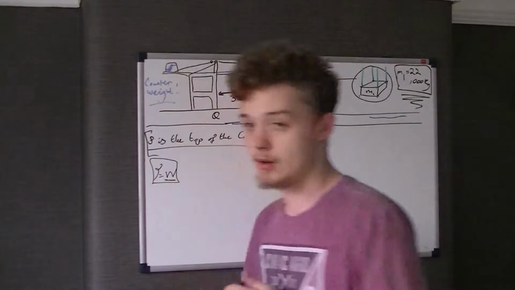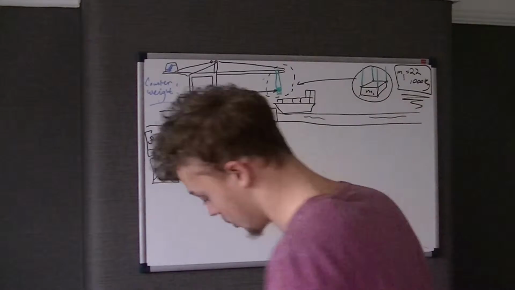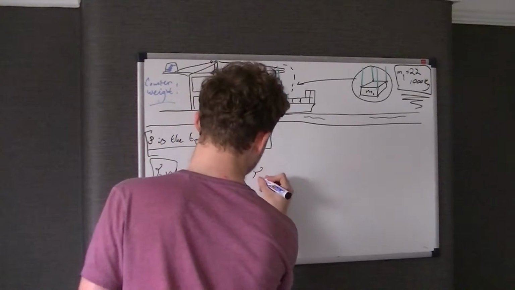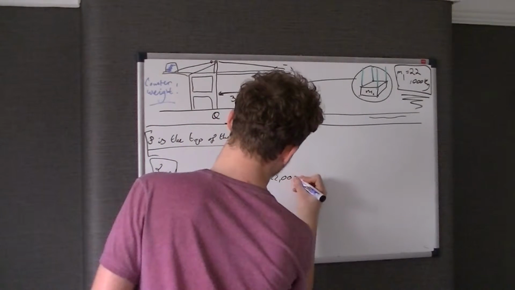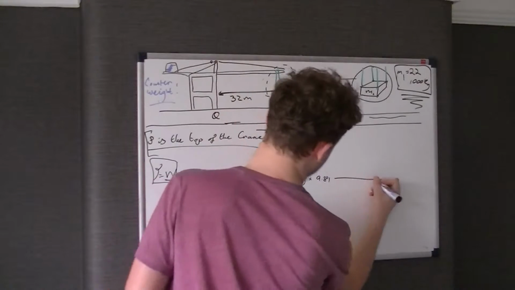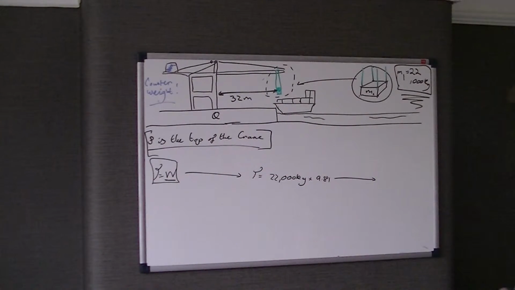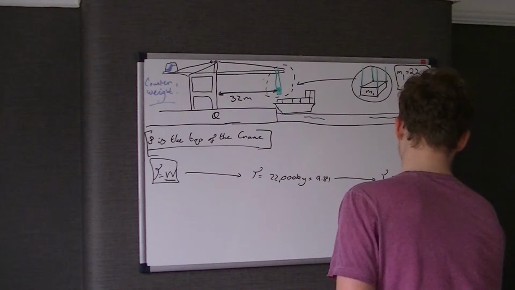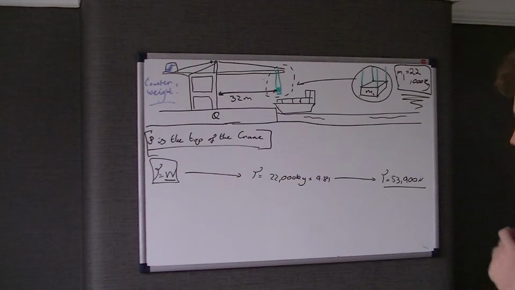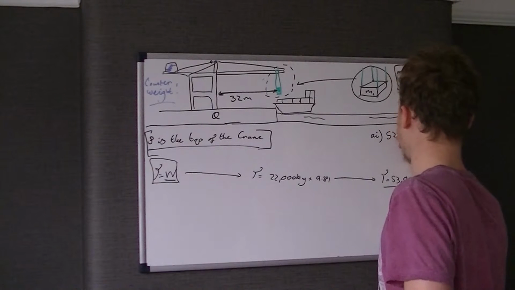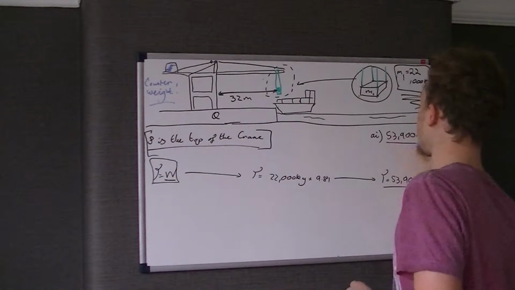And we know weight is calculated by mg. So the tension equals mass times acceleration due to gravity. So T equals 22,000 kilograms times g, in other words times 9.81. And that would be your tension, which I worked out to be 53,900 newtons, and that is your answer for part A part 1, 53,900 newtons.